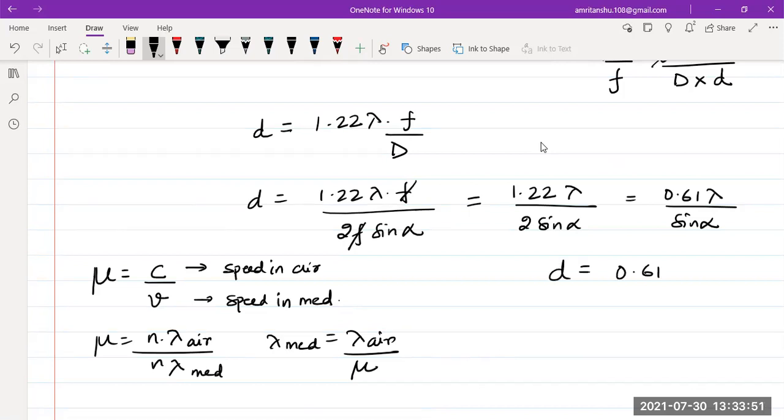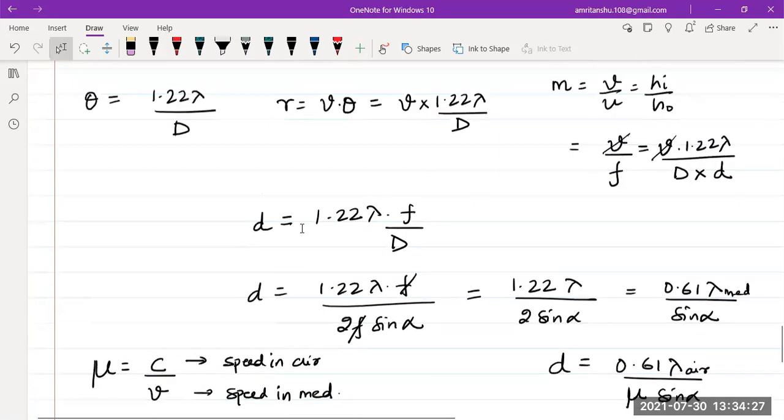So this d happens to be 0.61 lambda by mu, upon sine alpha, correct? Here, if I have immersed it in some medium, I'll be using lambda of that medium, which happens to be lambda of air upon mu, sine alpha. So if the refractive index of air is 1, this d happens to be 0.61 lambda by sine alpha. If this is water or something, then it will be 1.3, and d will further reduce by that amount. So this is how I can further reduce this d.